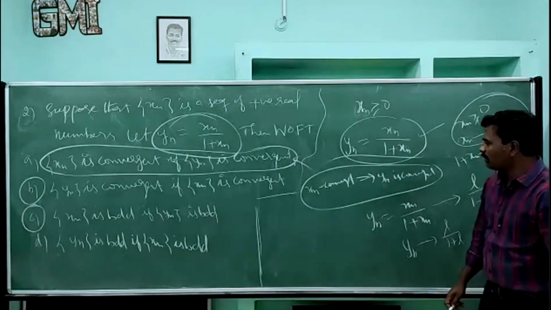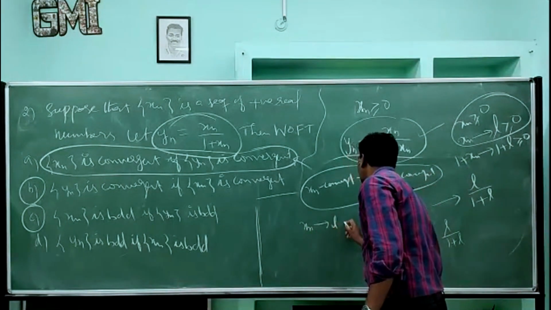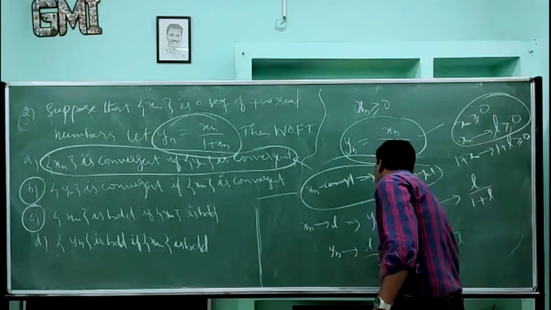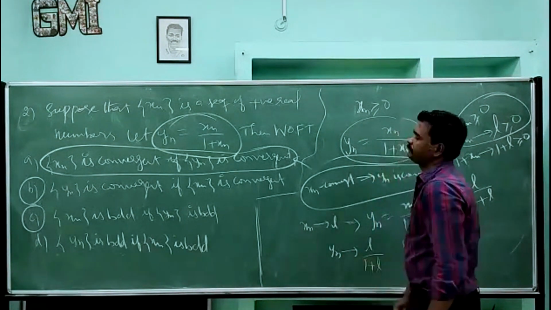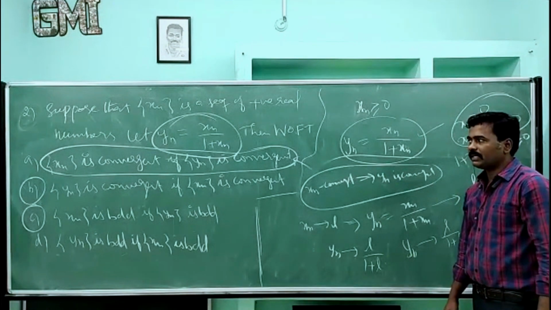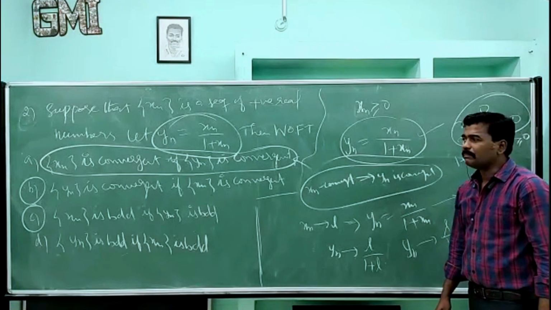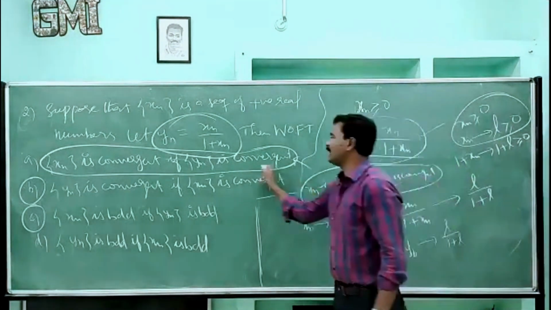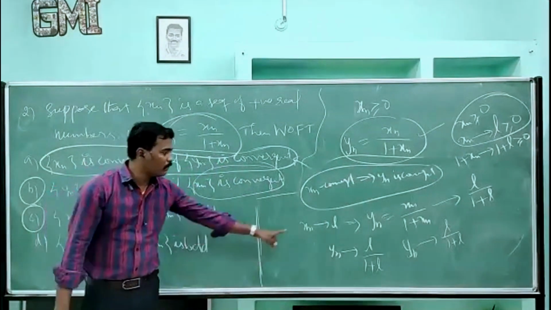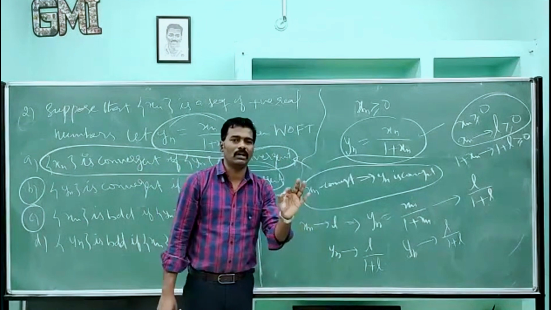So we have proved what we needed. We assumed xn converges to L. This implies yn converges to L by 1 plus L. Therefore, option B is always true: whenever xn is convergent, yn is also convergent. We proved that xn convergent implies yn also convergent. Therefore, option B is always true.